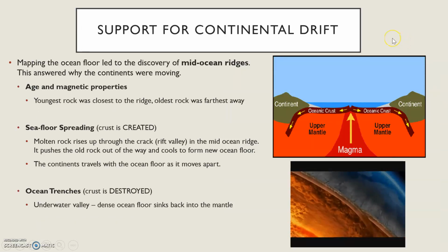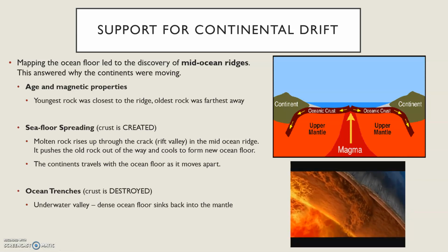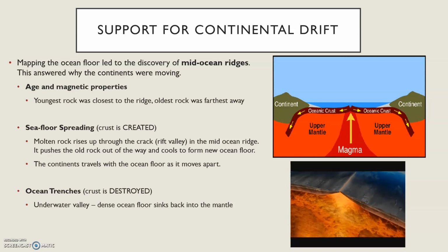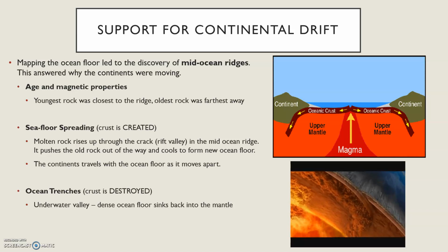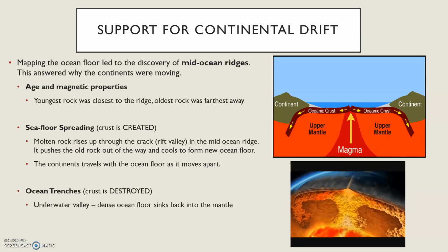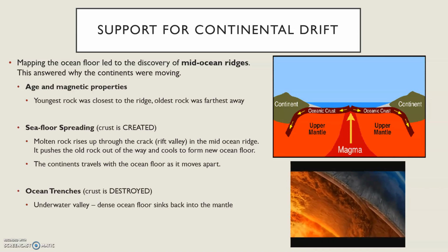All right, so there was some support that did come back and support Alfred Wegener's theory of continental drift and actually proved him to be correct. But this was again once he was deceased. They started to map the ocean floor, and they led to the discovery of what is known as the mid-ocean ridge, which is an underwater mountain chain. When they found this, they were able to answer why the continents were moving, which was the question that he had not been able to answer.